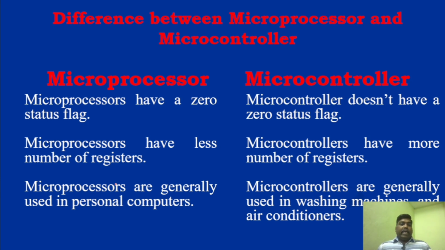And a microprocessor has fewer registers, whereas a microcontroller will have more registers. And you can see a microprocessor is predominantly used in personal computers. But a microcontroller is used in almost all electronic gadgets, like washing machines, air conditioners, microwave ovens, everything, right? So this is the basic difference between a microprocessor and a microcontroller, right?